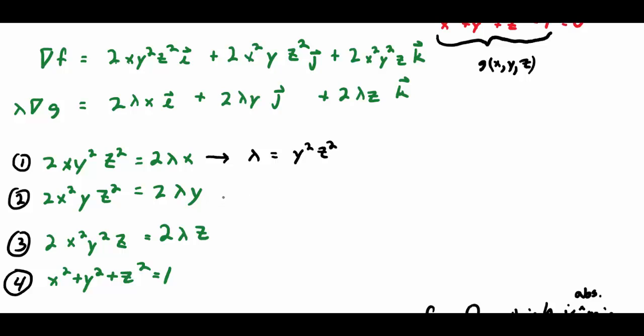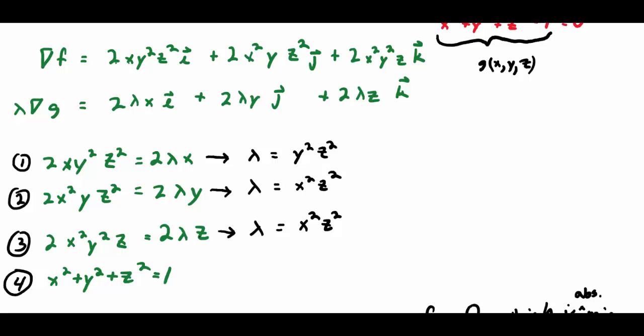Could I do something similar from the second equation? Could I solve that for lambda? Couldn't I divide by 2y since y is not 0? We don't have to worry about division by 0 here. So what would lambda equal? If you divide out the y, what do you get? X squared z squared. And then finally, I can get lambda from the third equation if I divide both sides by 2z. X squared y squared.